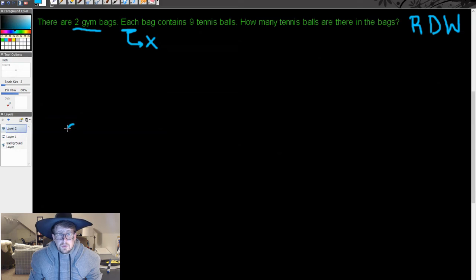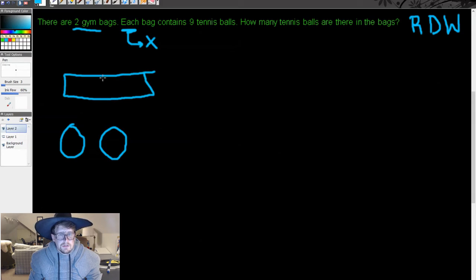Well, I can do this 2 ways. I can do my equal groups like this, like I did with the pizza, or I can also always use my tape strip, which you know is one of my favorite strategies for solving all kinds of problems. So I'm looking for how many balls are there in all? Well, in each set, there are 9. In each of the 2 bags, so I could draw it either like this or like this, there are 9. How many do I have all together? How many tennis balls are there in the bags?